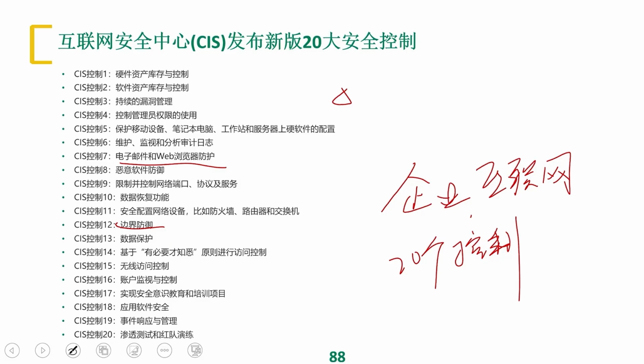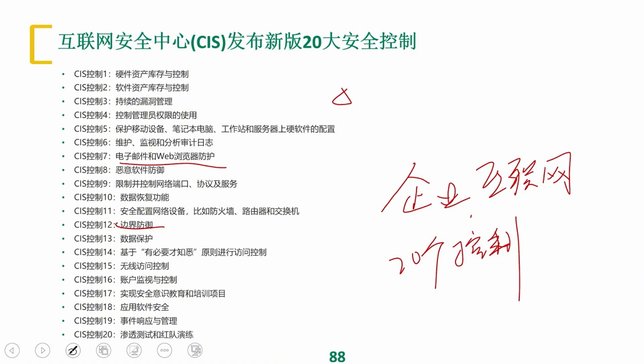For example, like boundary protection. Your firewall definitely has IPS, including email and web protection. You must have, I won't give examples one by one. You need to know this. It's called the Internet Security Center, CIS. The specific details of the 20 security controls.